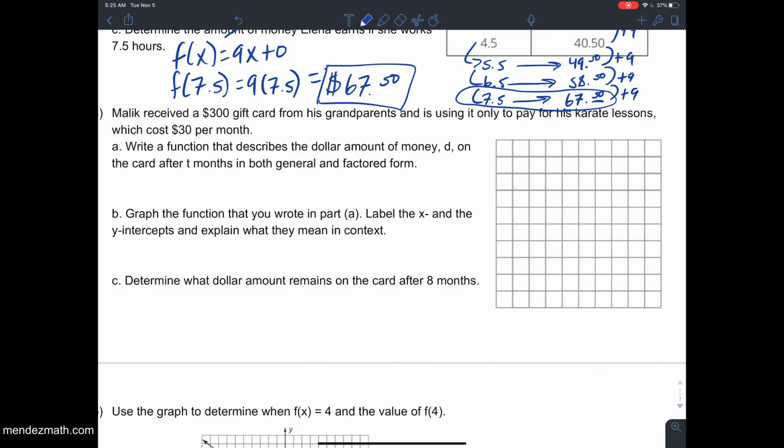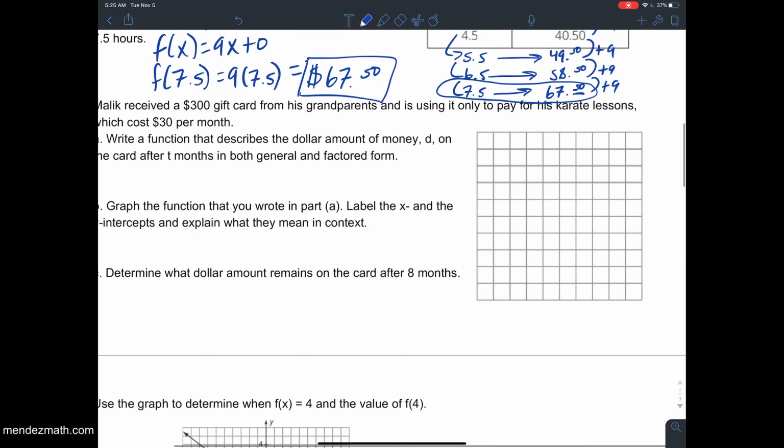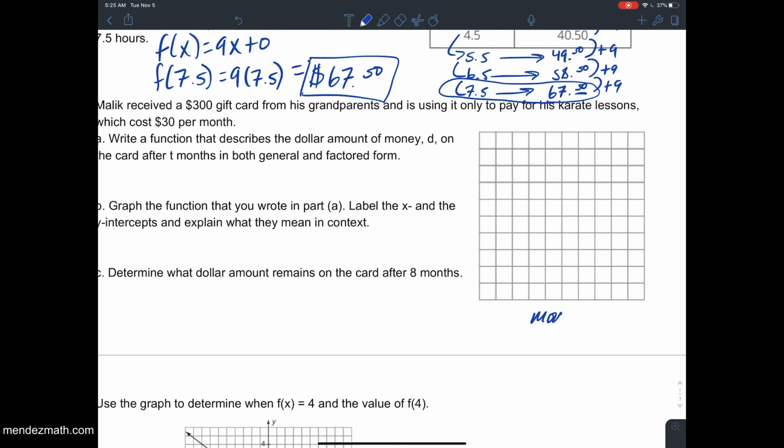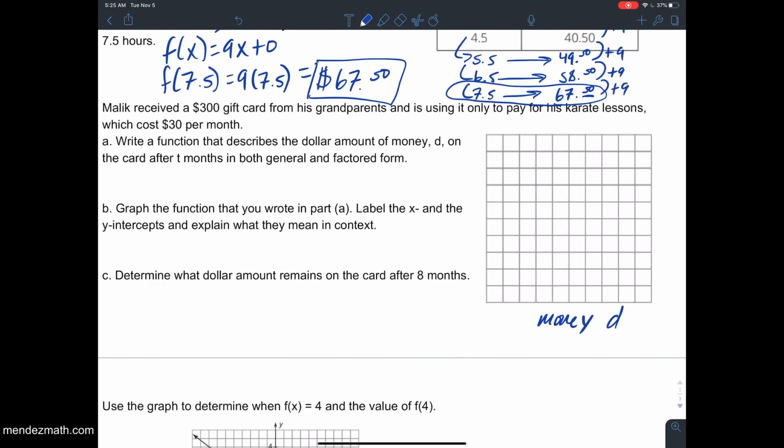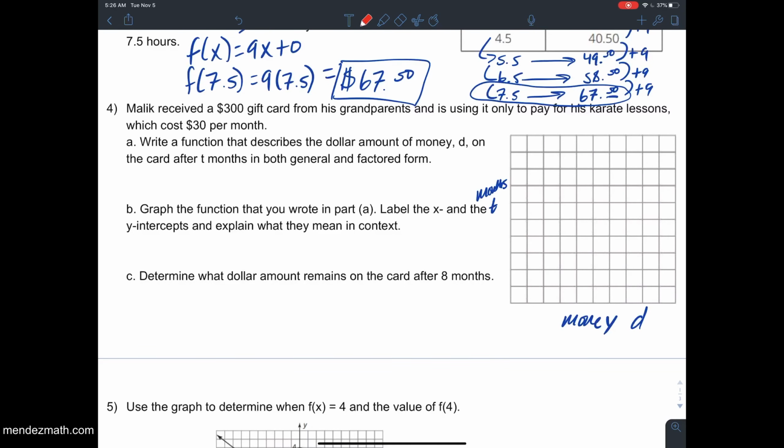Malik received a $300 gift card from his grandparents, using it only to pay for his karate lessons, which cost $30 per month. Write a function that describes the dollar amount of money, D, on the card after T months. Okay, so money is here, and then T months is on the side.